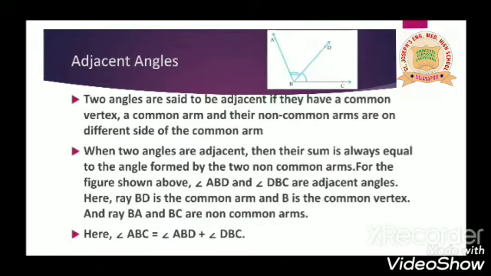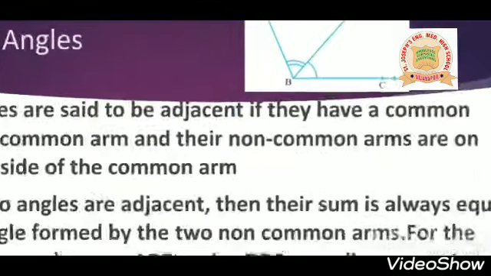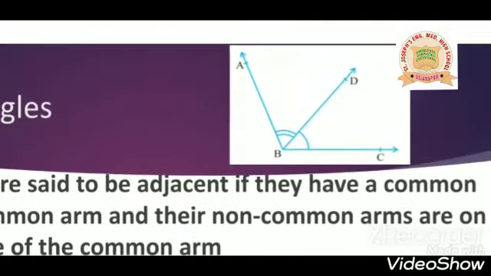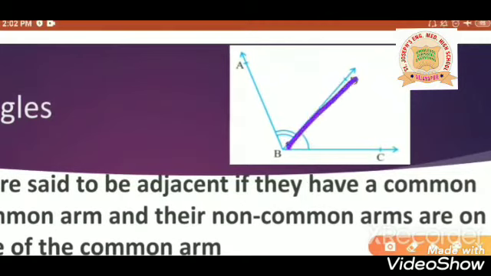So next is adjacent angles. What are these adjacent angles? Two angles are said to be adjacent if they have a common vertex, a common arm, and their non-common arms are on different sides of the common arm. Just see the figure. There is one common arm here, and they have a common vertex B. The non-common arms are on the opposite sides of the common arm. Such angles you call adjacent angles.